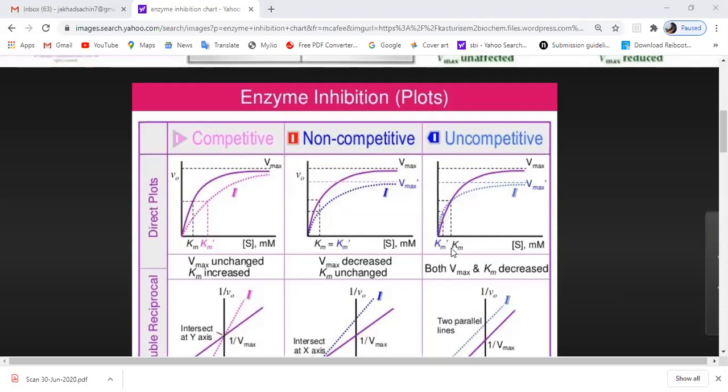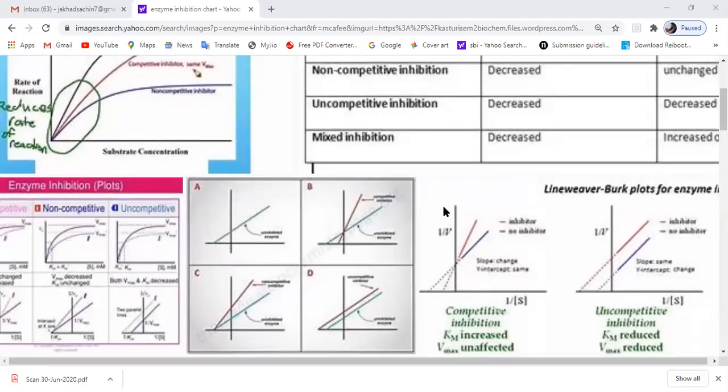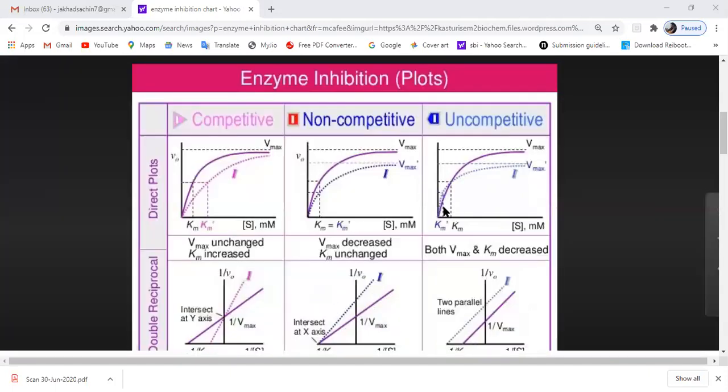When you find the half maximum of this line, it is here. So this is the Km of normal enzyme. But in presence of inhibitor, the value will show this half Vmax. If you draw a perpendicular line here, you will find that the Km value is less than the first case. So from these three cases, you are able to understand how these graphs are changing.